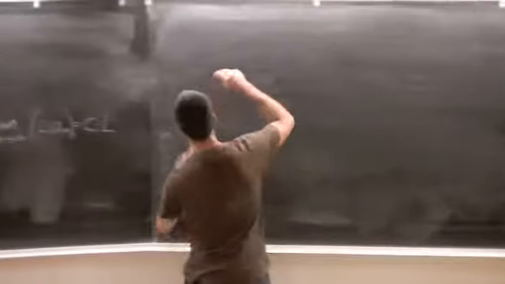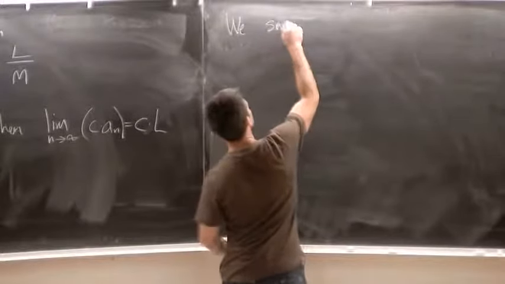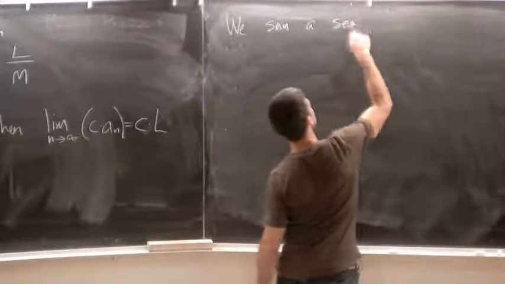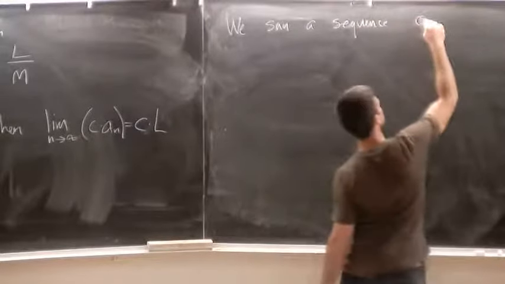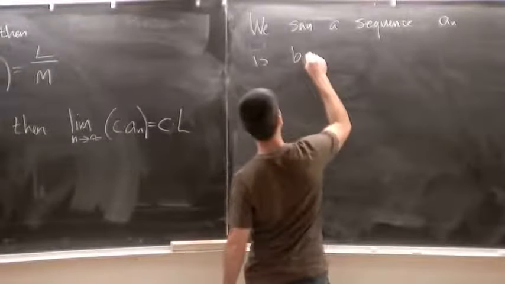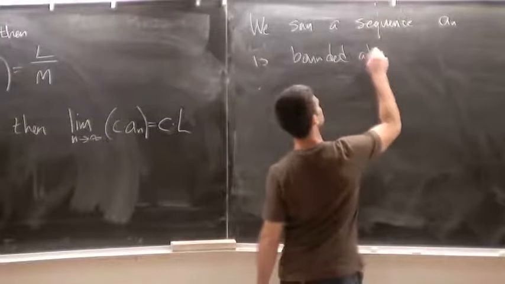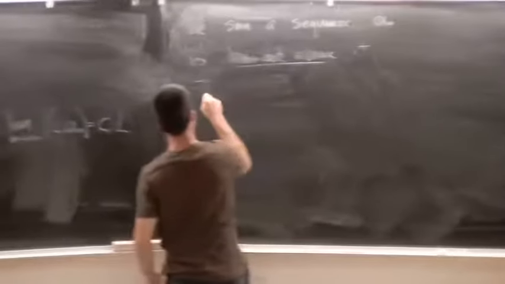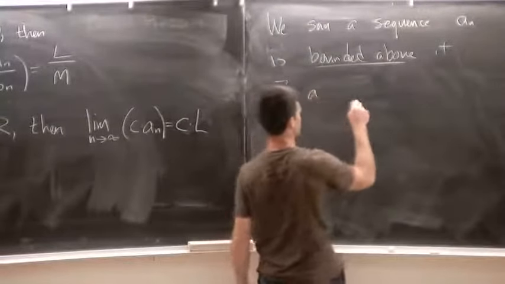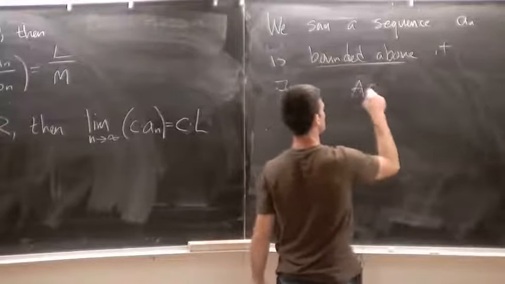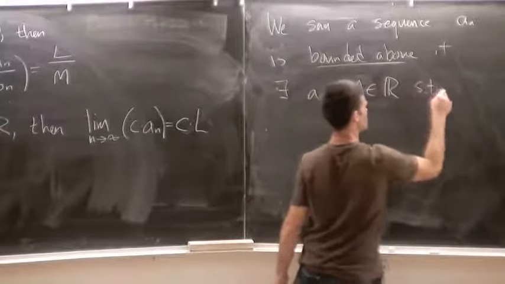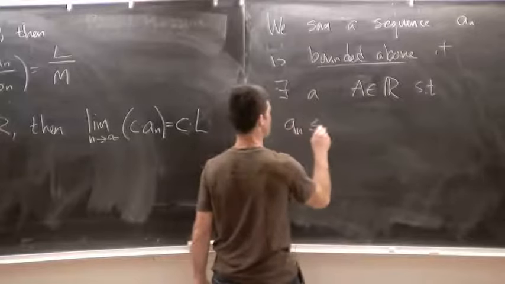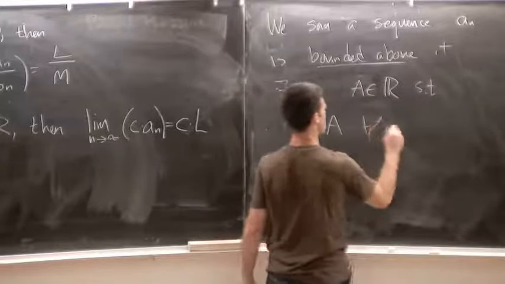Now, I used the term bounded, which I just erased, but let me give you that definition. We say a sequence a sub n is, let's first do bounded above, if there exists a number, let's say A in R, such that a_n is less than or equal to A for all n.